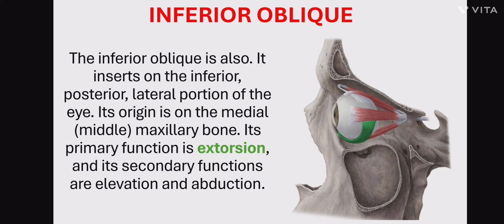The next, sixth muscle is inferior oblique. It inserts on the inferior, posterior, lateral portion of the eye. Its origin is on the medial maxillary bone. Its primary function is extorsion, and its secondary function is elevation and abduction.